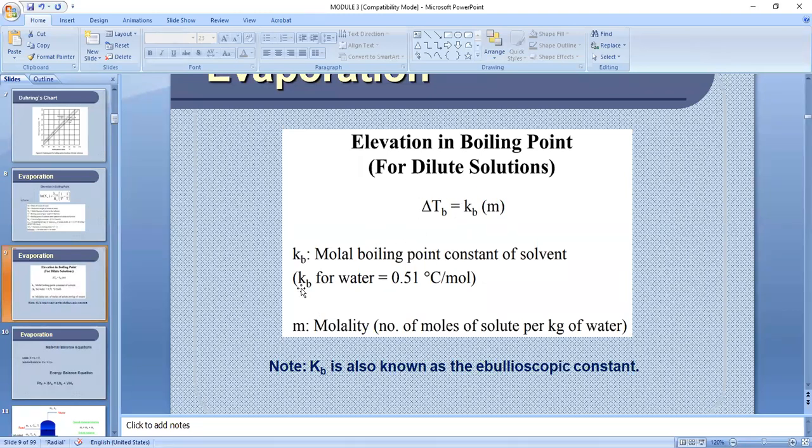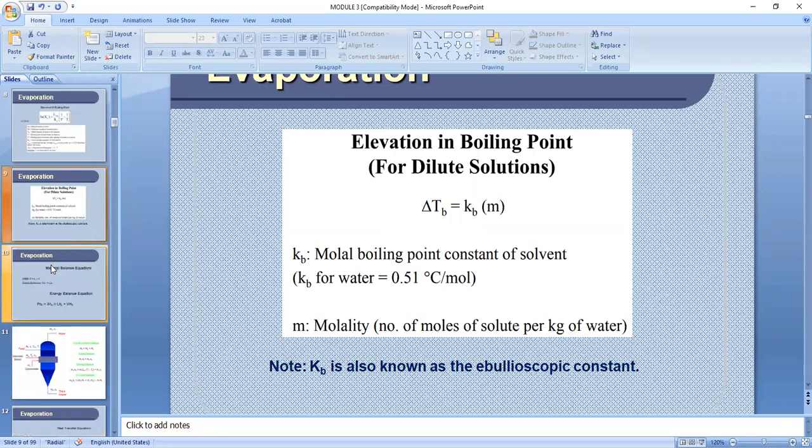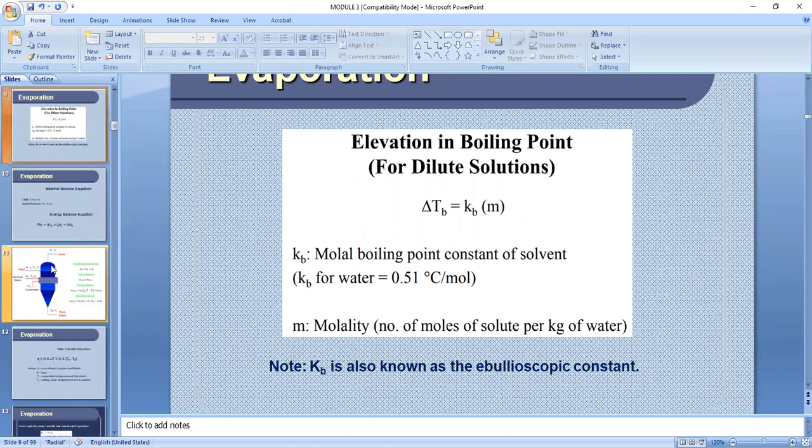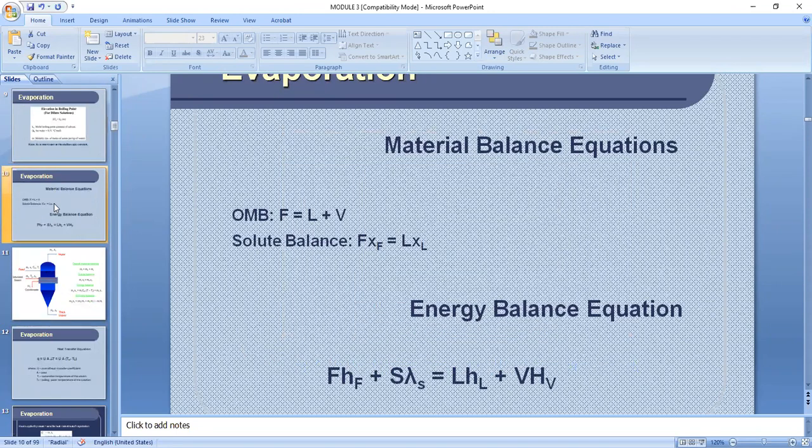Now, for water, it's given here, but if it's not water, then you have to go to section 2 of your handbook to find the K_B for that. You can still determine, in a simple manner, the boiling point elevation of your solution without really having to go back to the unit operations topic on evaporation. Now, you recall this, we have a simple material balance for evaporators.